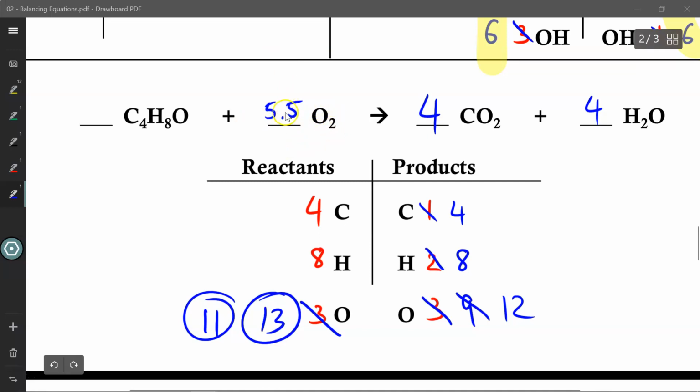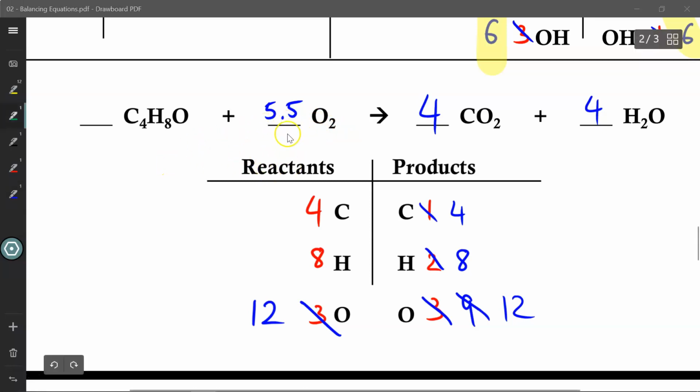So let's recalculate. 2 times 5.5 is 11. 11 plus 1 equals 12. Now everything is balanced. So that's great, but we now have a new problem. I can't have a fraction of an oxygen molecule. You can either have 5 or 6. You can't have 5.5.